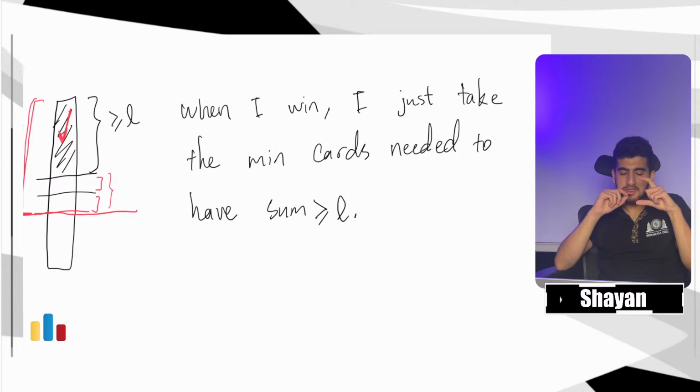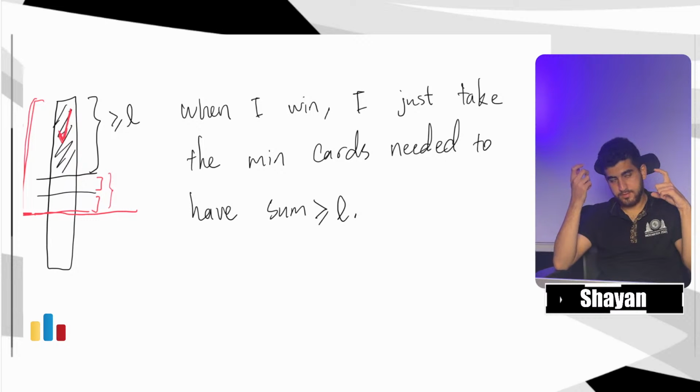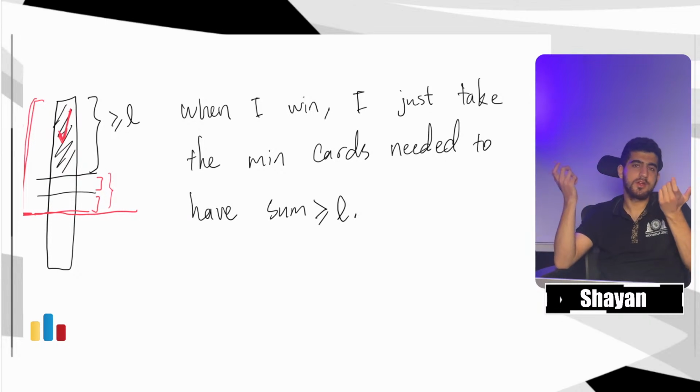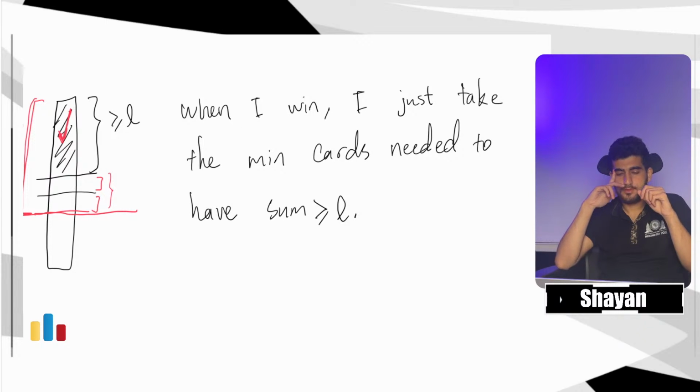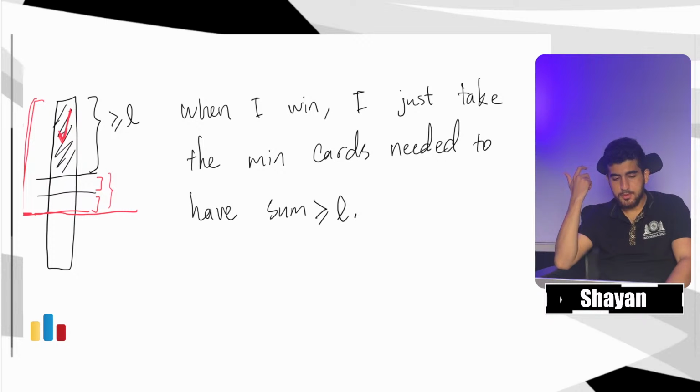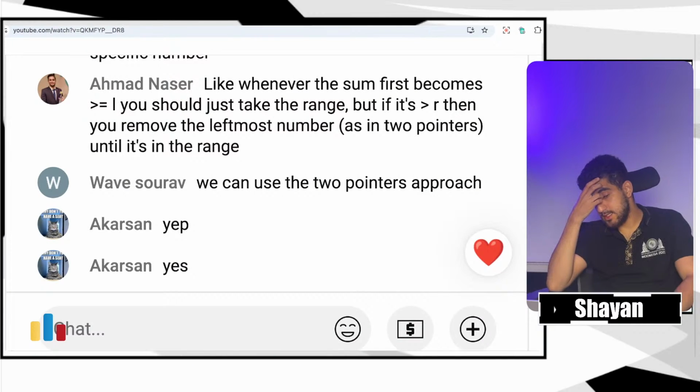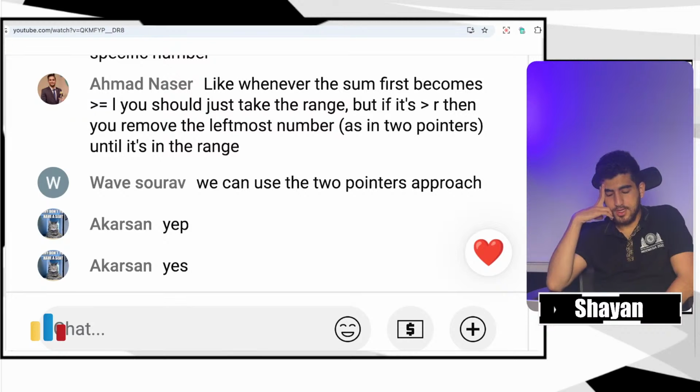And just for the rest, remove them one by one. The point is that in the worst case scenario, by removing the rest one by one, I don't win anything. So I get the same result. In that case, by removing these cards, I did win one round. In this case also I will win one round. Does it make sense? So when I win, I just take the minimum cards needed such that my sum is going to be greater than or equal to L.